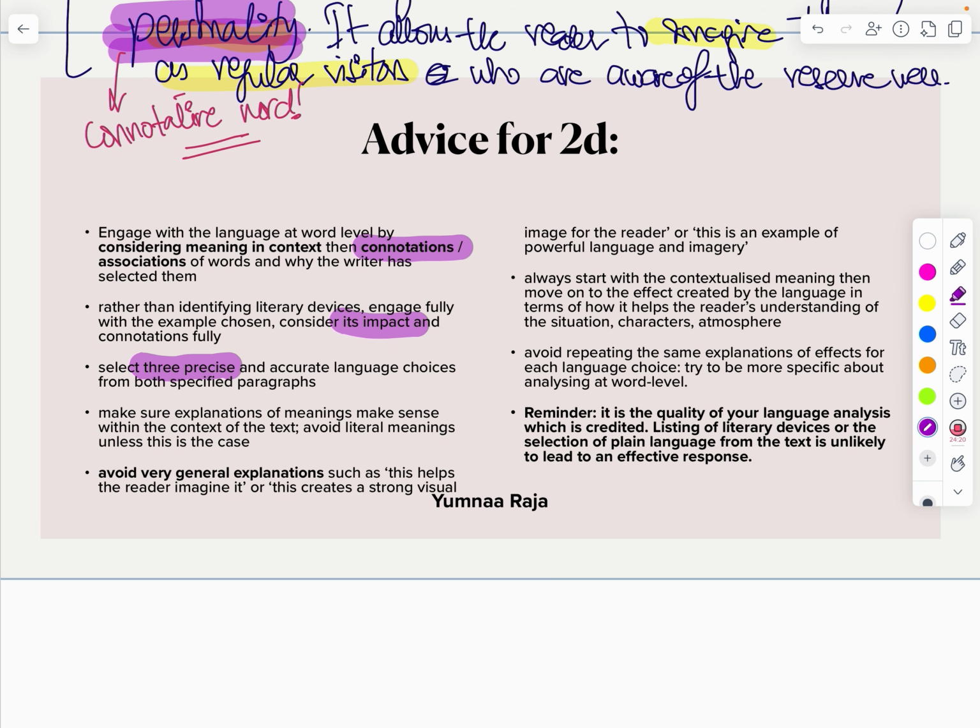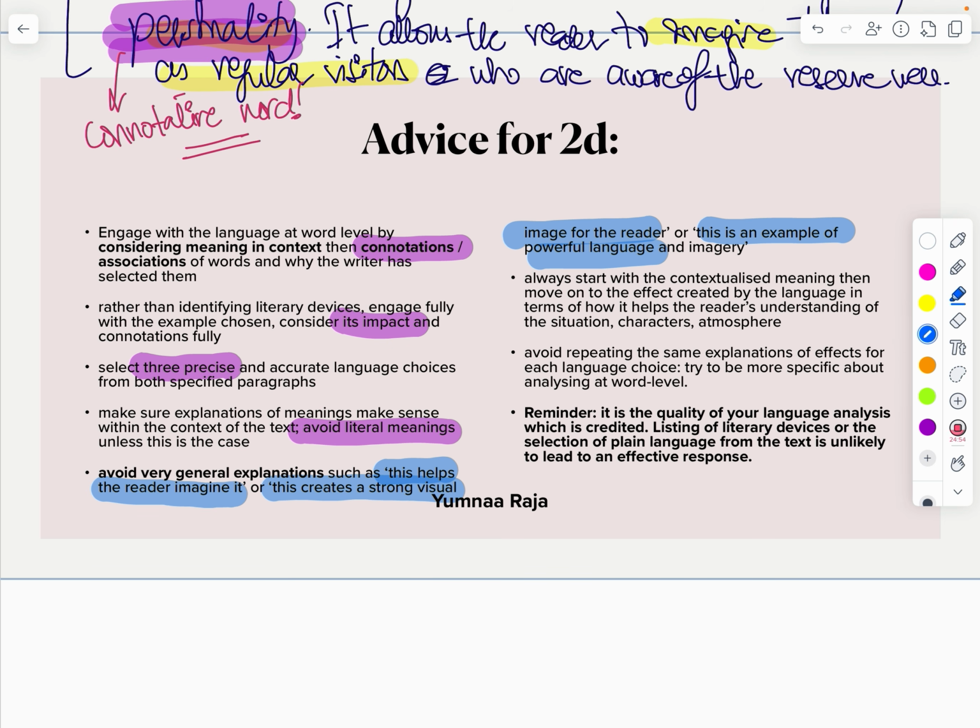Number 2, avoid literal meanings. We have to keep that in mind as well. Most importantly, do not use statements like these. This helps the reader imagine the scene. This creates a strong visual image for the reader. This allows the reader to interact with the text. This makes the reader feel less bored. This is an example of a powerful language. Do not do that. It is a very big problem if you end up doing it. Let's move forward.